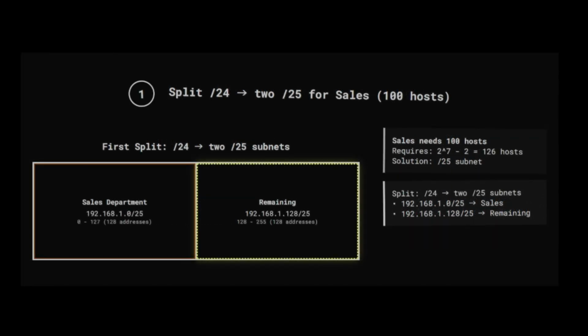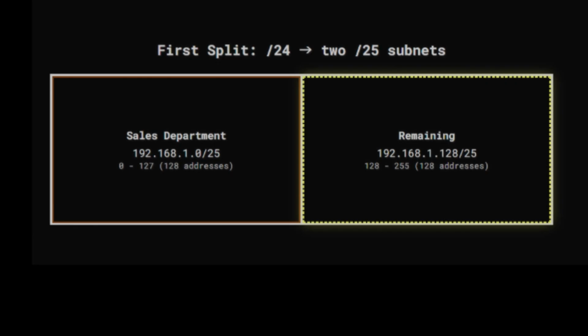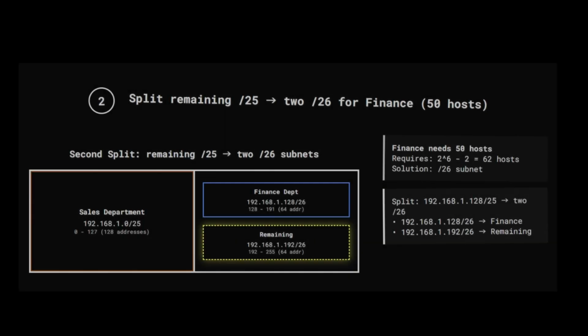For the 100 hosts, we'll need 7 host bits, and since 2 to the power of 7 minus 2 is 126, that means we need a /25 network. We'll give sales the first available block. This subnet uses addresses from .0 to .127. Next up is finance with 50 hosts.